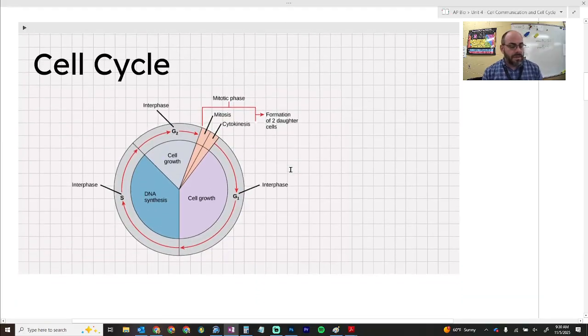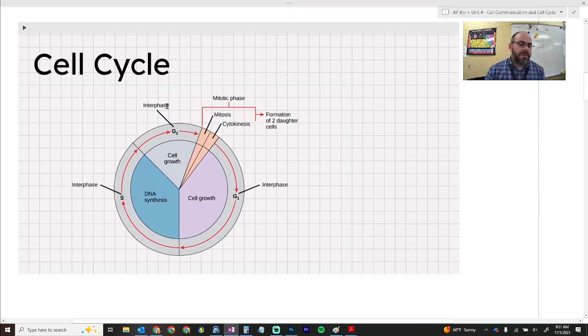All right, so here's the cell cycle. We're talking about regulation of the cell cycle. Remember, the cell cycle is made up of interphase, mitosis, and cytokinesis. Interphase is G1, S, G2. Mitosis is prophase, metaphase, anaphase, telophase. All these phases are important, and these important phases need some regulation. So we're going to look at those kinds of regulation.